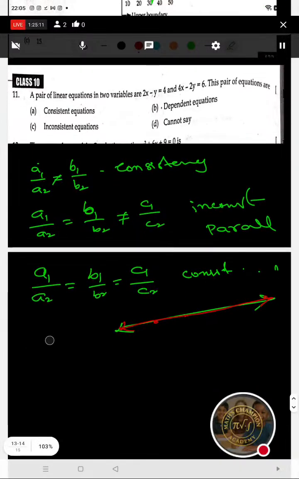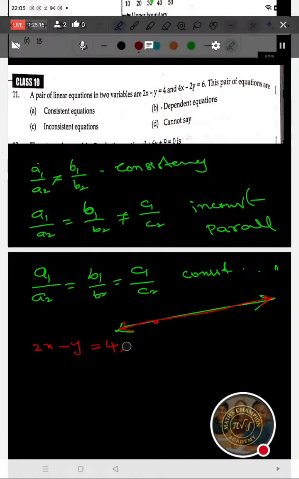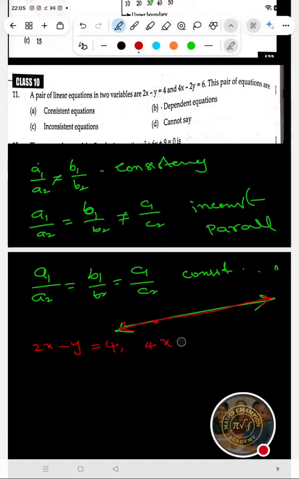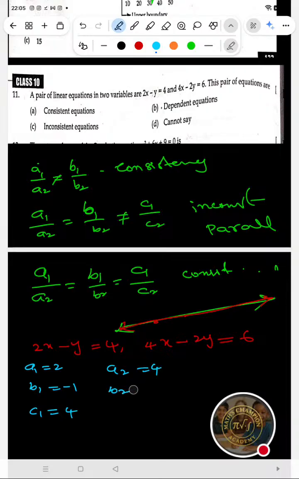First equation, what is given? 2x minus y is equal to 4. Second equation, 4x minus 2y is equal to 6. So here, a1 is equal to 2, b1 is equal to minus 1, c1 is equal to 4, a2 is equal to 4, b2 is equal to minus 2, c2 is equal to 6.